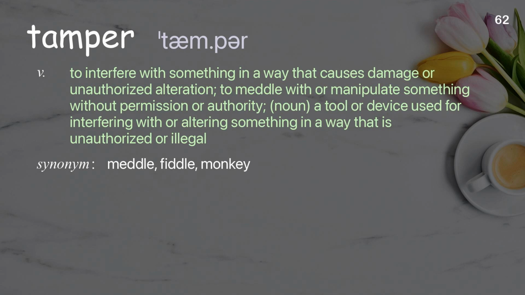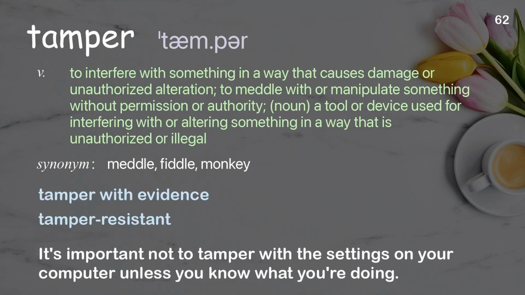Tamper. To interfere with something in a way that causes damage or unauthorized alteration, to meddle with or manipulate something without permission or authority. Noun, a tool or device used for interfering with or altering something in a way that is unauthorized or illegal. Examples: Tamper with evidence, tamper resistant. It's important not to tamper with the settings on your computer unless you know what you're doing.